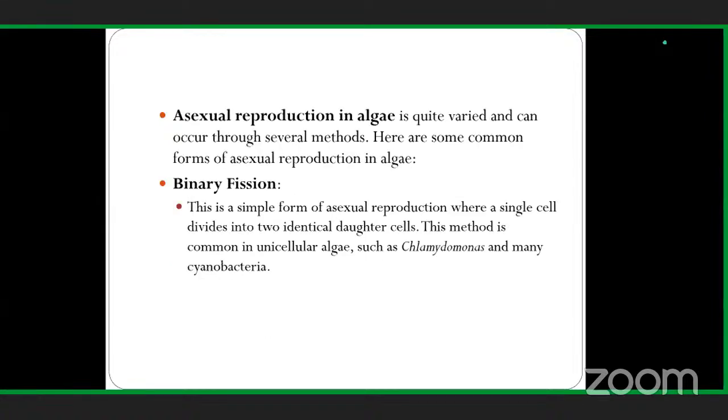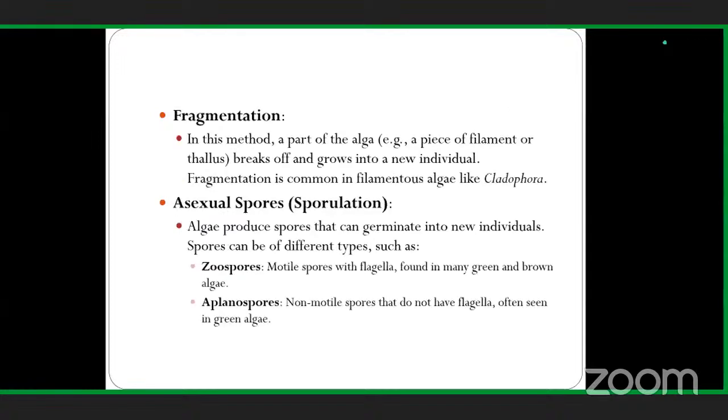Next is asexual reproduction, where we have discussed binary fission, where a single cell divides into 2 identical daughter cells. Example is Chlamydomonas. Next is fragmentation. Here, a part of the algae will break off and grow into a new individual. Example is Cladophora. Then we have learned asexual spores, where zoospores are motile spores with flagella, and aplanospores are non-motile spores that do not have flagella.